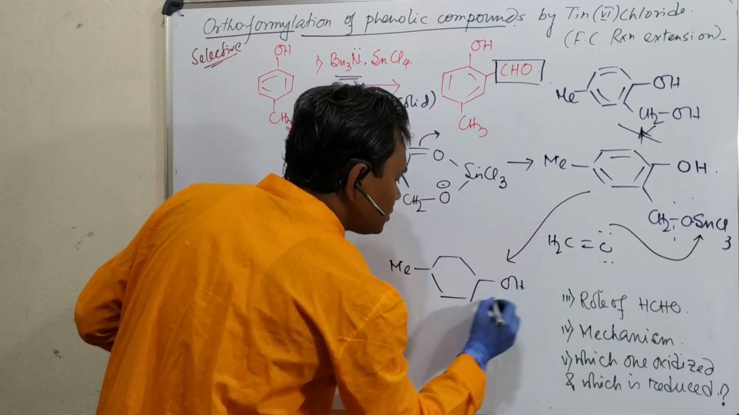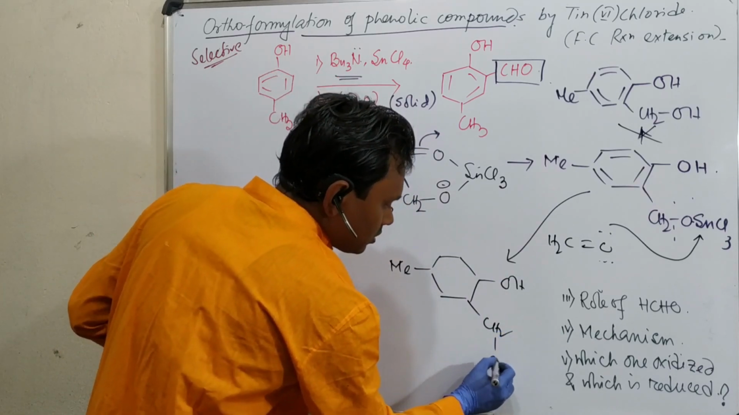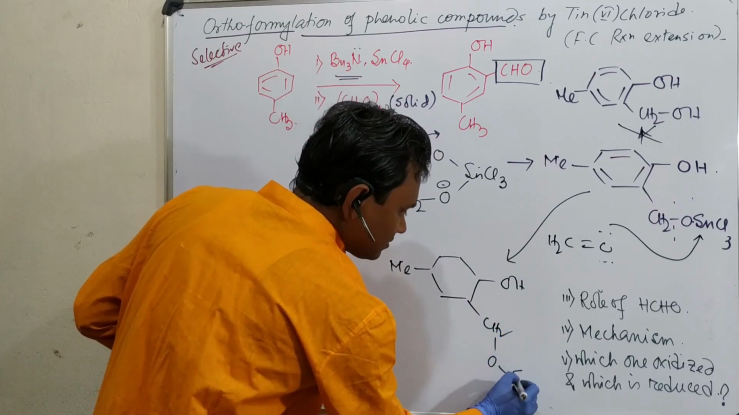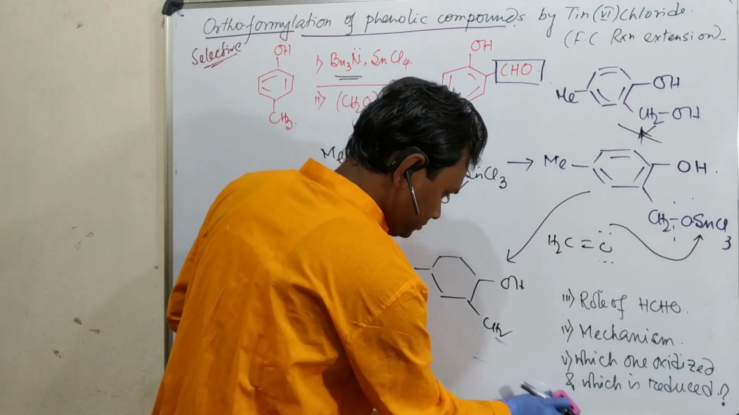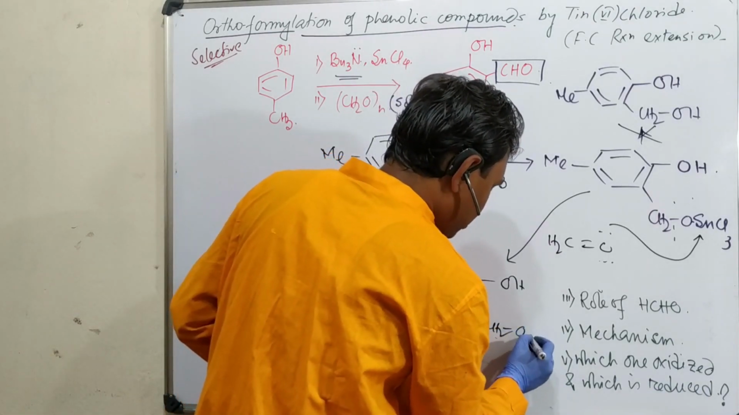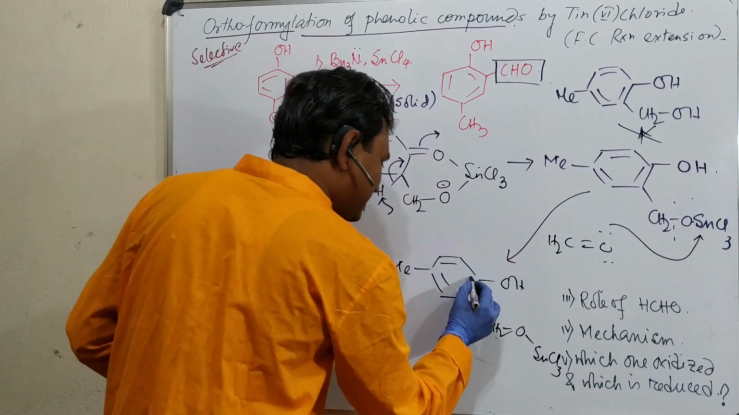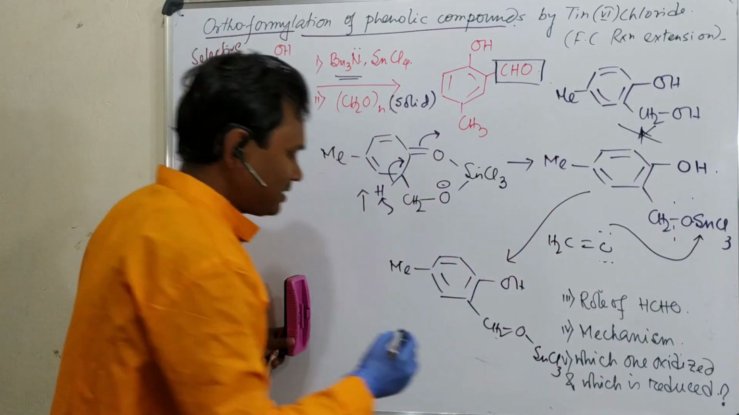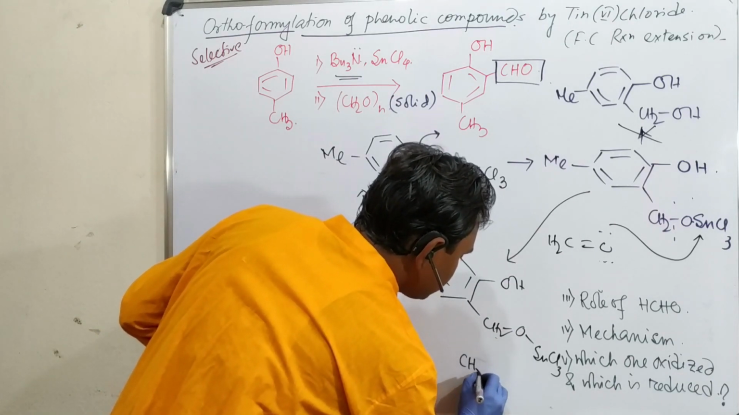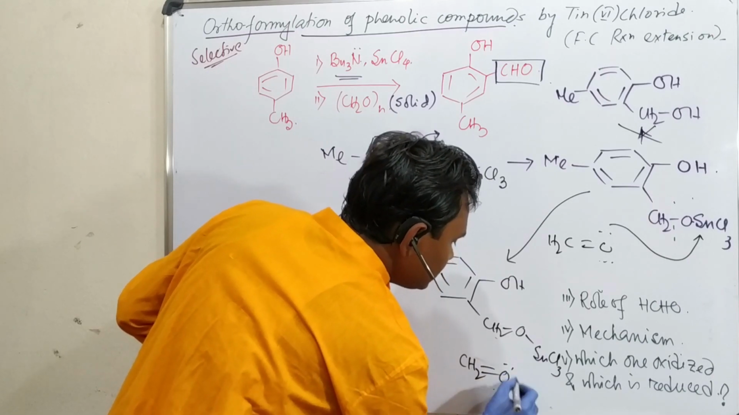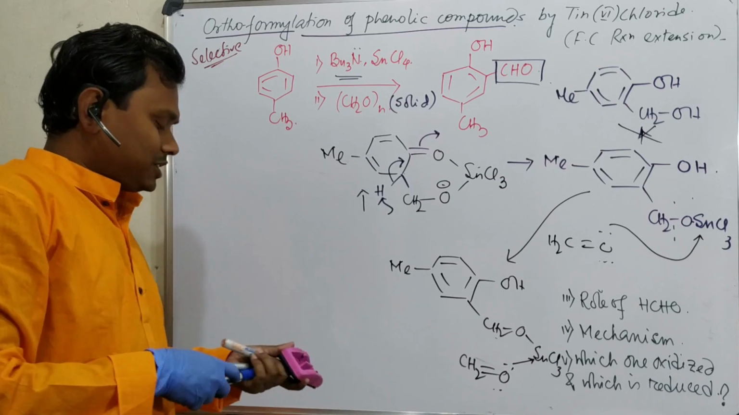This is OH, this is CH2, OSn, or we can write it in a little better way. CH2O SnCl3. Now another molecule of formaldehyde. This is the interesting part. Please look at this carefully. CH2 double bond O. Why? This formaldehyde will also coordinate to tin. Possible. Tin can expand its coordination.